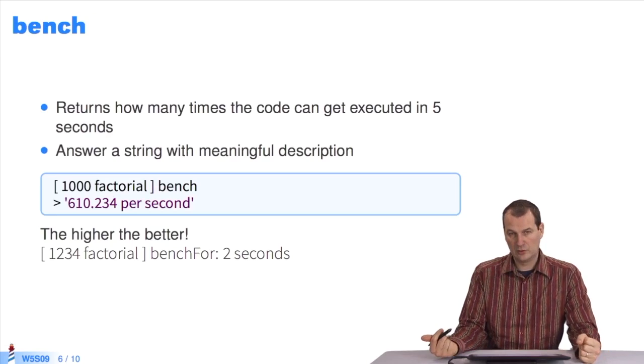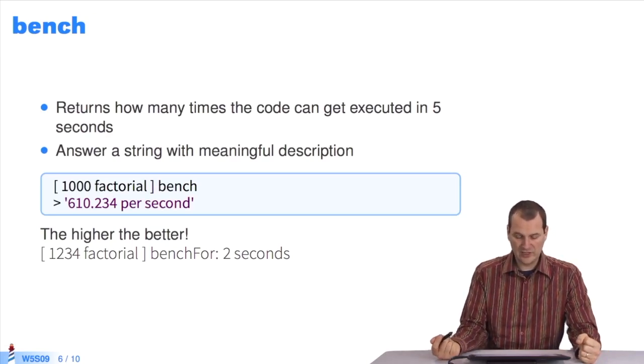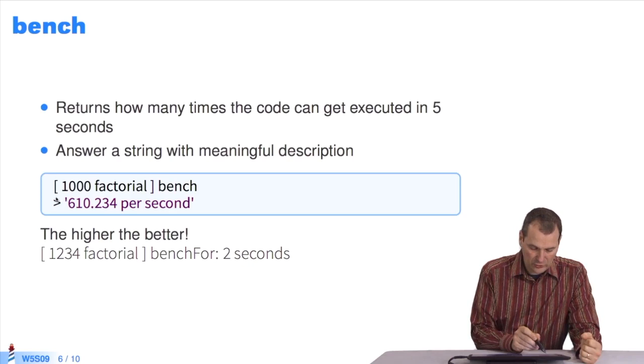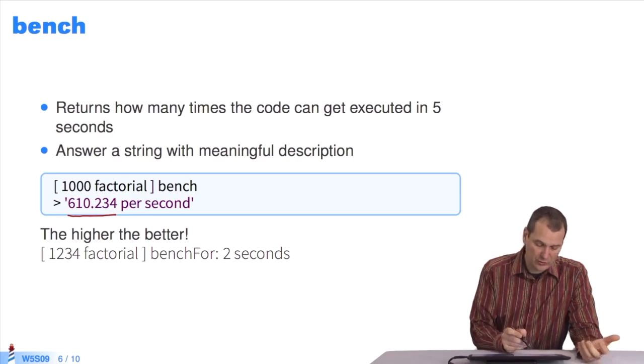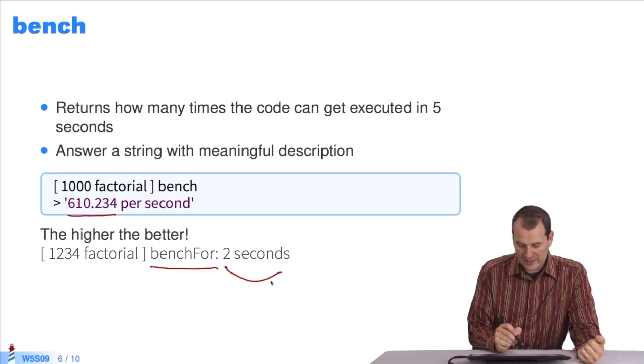Otherwise, there's another operation, another message called bench. Bench will tell us how many times the code which is being studied is executed over 5 seconds. I take my 1000 factorial bench example again, and I can execute it 610,000 times a second. In this case, if we so desire, we can also make the figure as high as possible. There's also a variant of bench, benchFor, where you can specify the size.